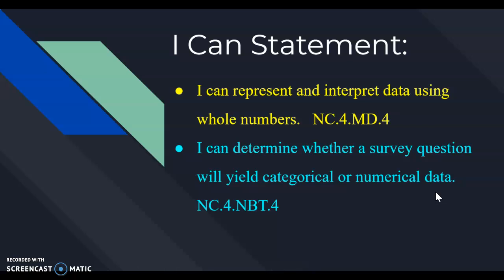Our I can statements for the day. The first one, I can represent and interpret data using whole numbers. And the next one, I can determine whether a survey question would yield categorical or numerical data.